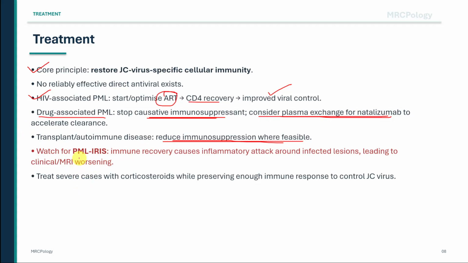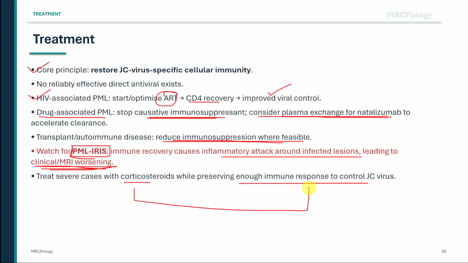The major complication to remember is PML-IRIS. As the immune system recovers, it may mount an inflammatory attack around JC virus-infected lesions. The patient can clinically worsen, and MRI may show new enhancement or edema. This is not always treatment failure. It may be immune reconstitution inflammatory syndrome. Severe cases may need corticosteroids, but the balance is delicate. You want to reduce damaging inflammation without completely removing the immune response needed to control JC virus.